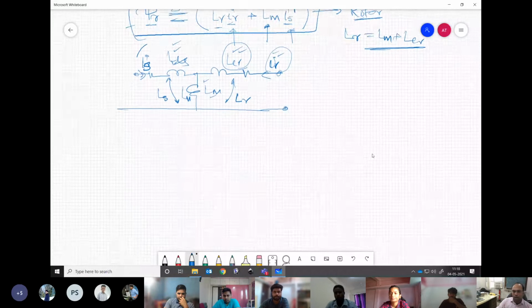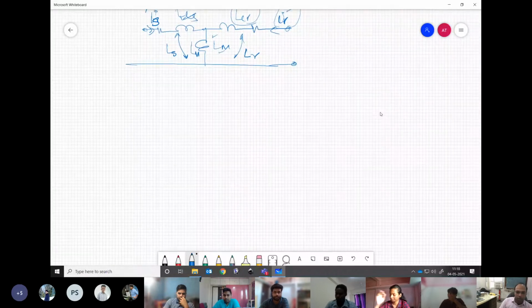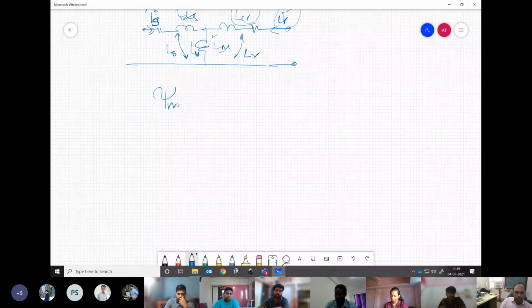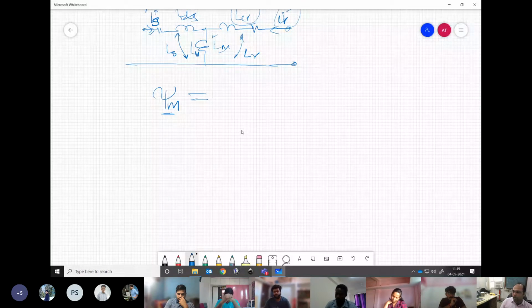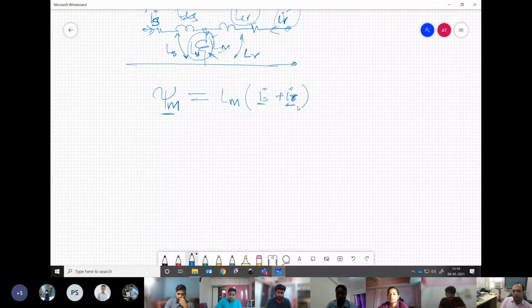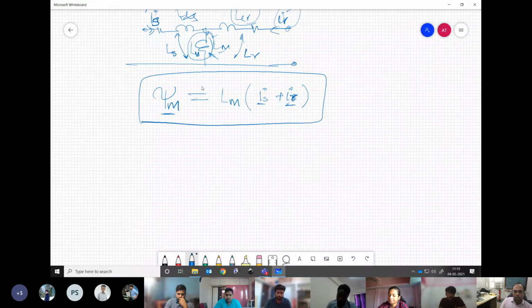Now the third flux which we have defined is the magnetizing flux. What can I write for this? This is the magnetizing inductance and the current associated with that. So what is the current associated with this? Is plus Ir. This is what we call our magnetizing flux.